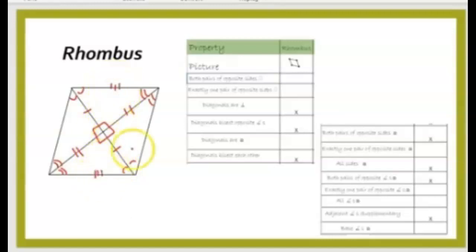Actually, this should be 3. Look at all the markings. It really does look like a design. It's really cool. Both pairs of opposite angles are congruent. That makes sense because the parts are congruent. And adjacent angles, again, are supplementary. They add up to 180.